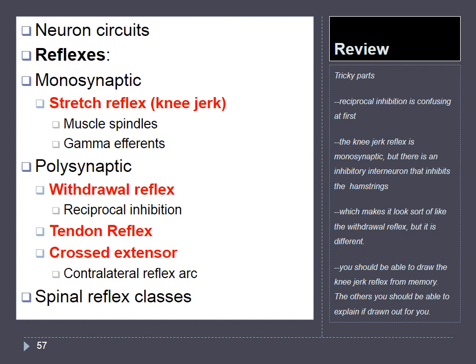Those were some of the basic circuits, and with those circuits, we talked about some specific reflexes. We had one monosynaptic reflex, the stretch reflex. All of the others were polysynaptic. The stretch reflex was the only one whose anatomy I went over. We covered most of the physiology on these others down here.